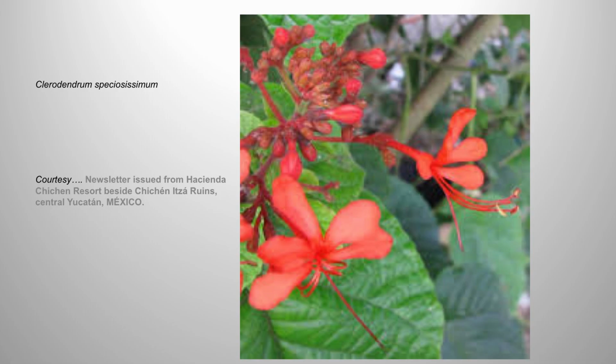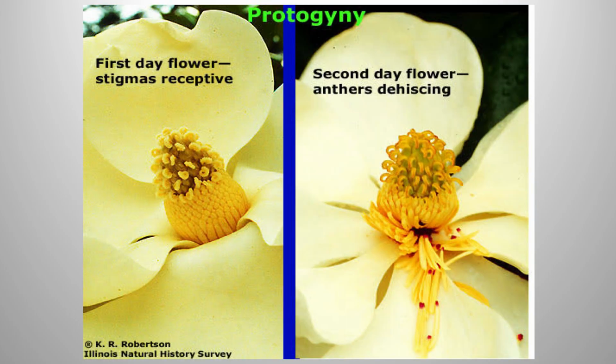So, you can see in the picture, this is a protandrous condition where clerodendrum is the plant, and here the male part matures first. Another picture where we can see protogynous condition. First, the stigma becomes receptive, the female part matures first, and on the second day the anthers become mature and dehiscence of anthers occurs. So, in both these conditions, in protandrous condition and in protogynous condition, the chance of cross pollination becomes more.